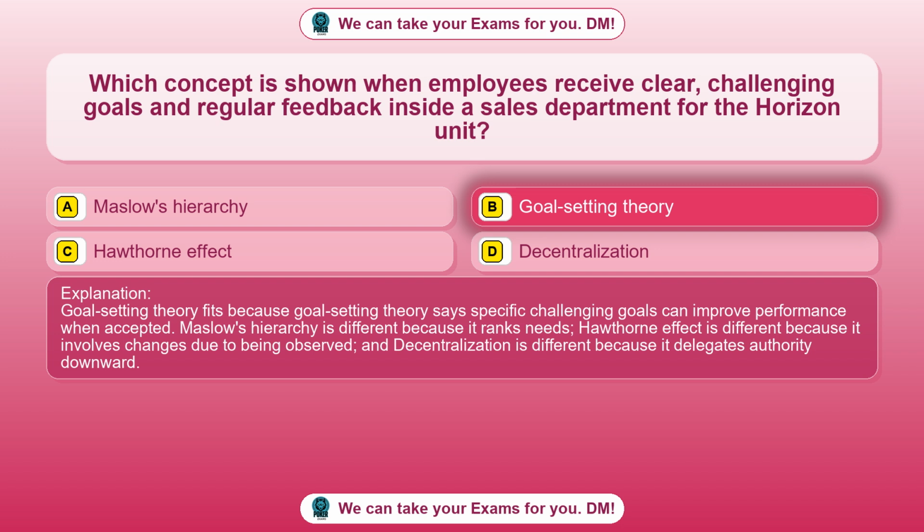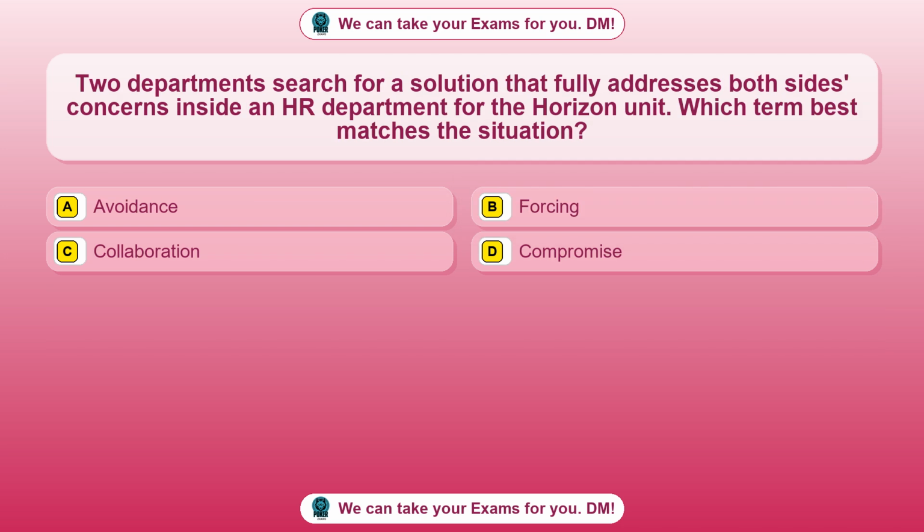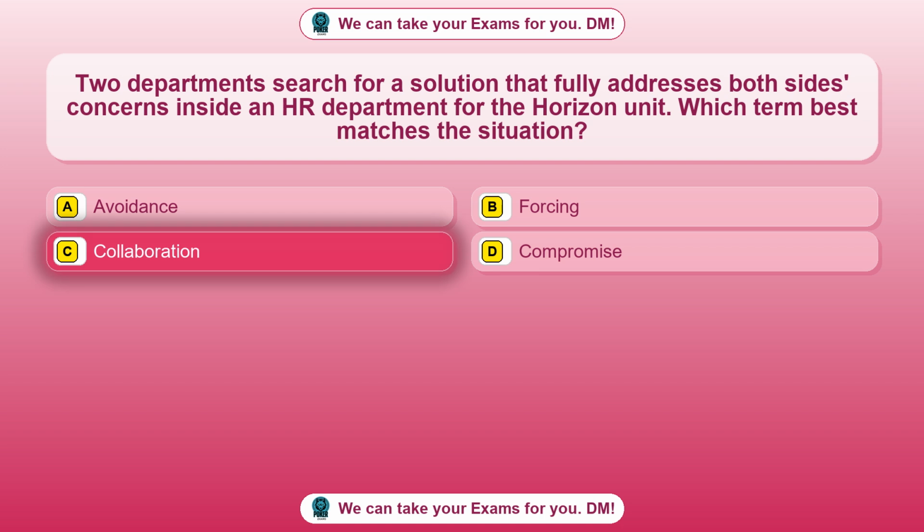Hawthorne effect is different because it involves changes due to being observed, and decentralization is different because it delegates authority downward. Question 25. Two departments search for a solution that fully addresses both sides' concerns inside an HR department for the Horizon unit. Which term best matches the situation? Option A. Avoidance. Option B. Forcing. Option C. Collaboration. Option D. Compromise. The correct answer is option C.